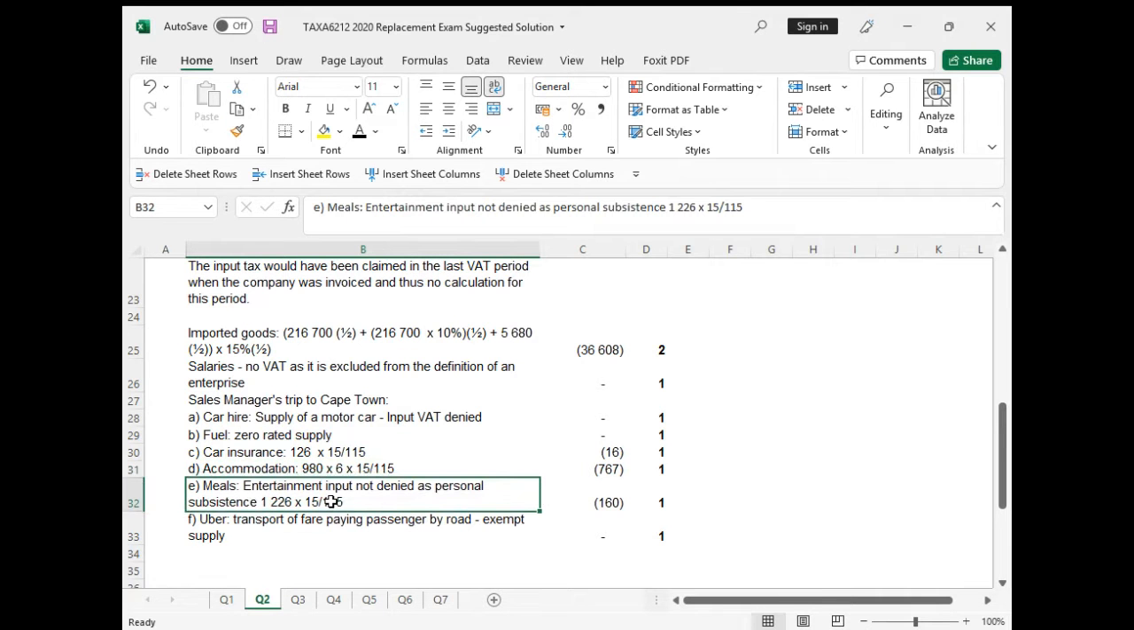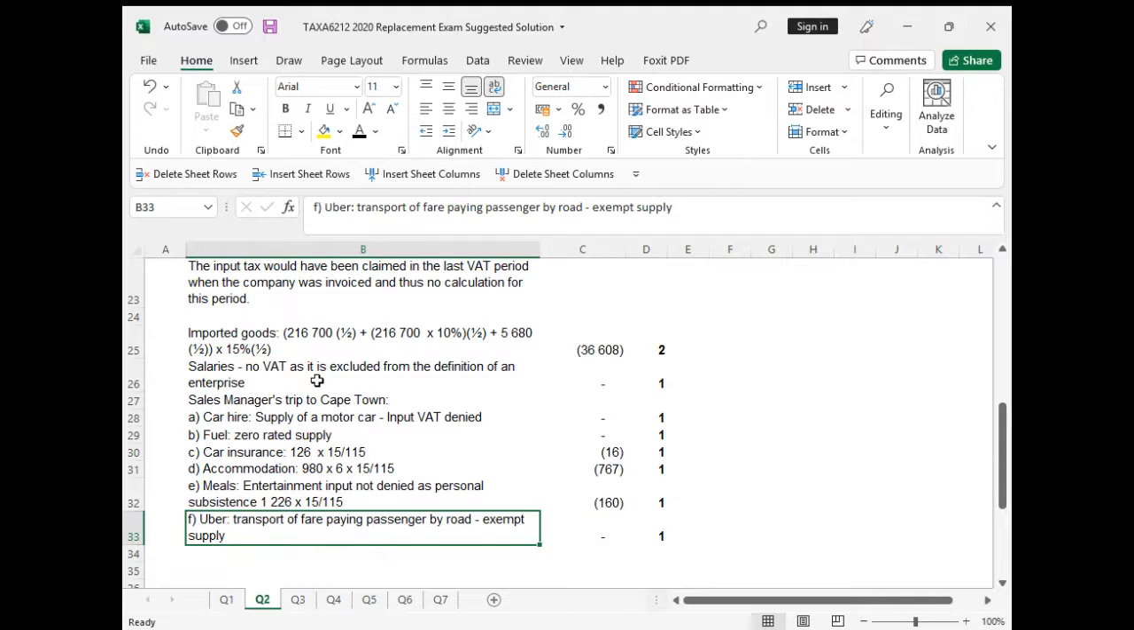Then meals, entertainment, input VAT is denied. It is not denied in this scenario because of the fact that it's personal subsistence. So normally meals would be viewed as entertainment expenses and you would not be able to claim the input VAT, but because this employee had to travel for work, be away from his house and stay for more than one night, this would be classified as subsistence rather than entertainment.